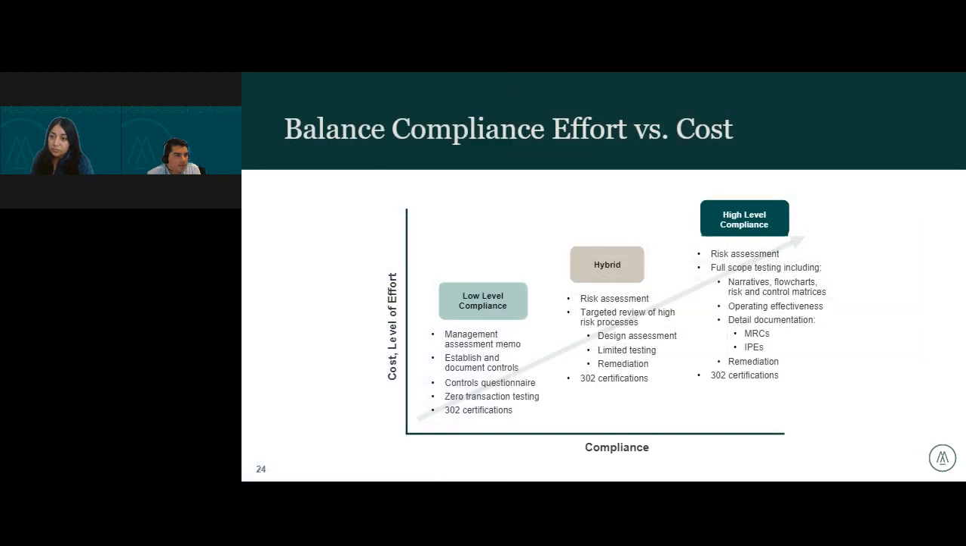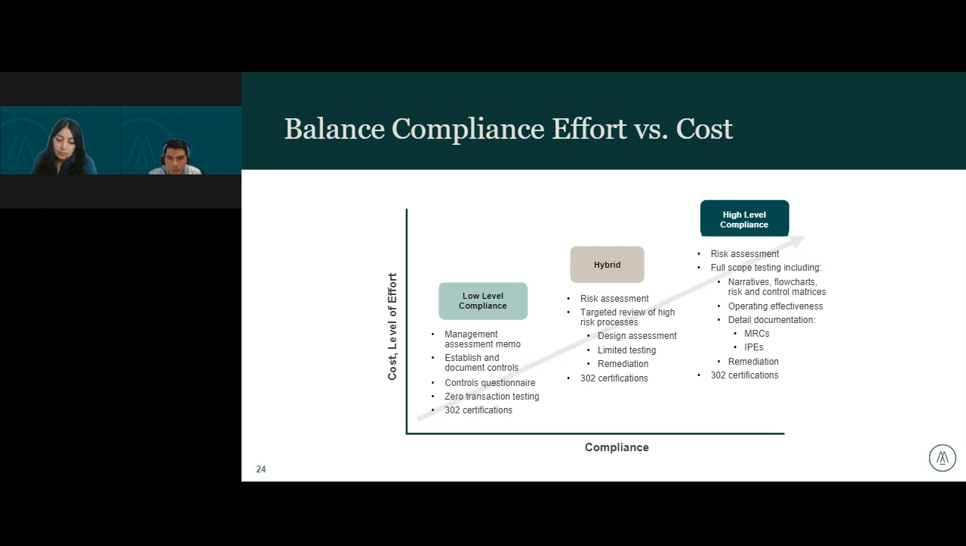Which brings us to our next slide: balance compliance efforts versus cost. At this point, you understand your organization's risk and the risk tolerances of the stakeholders. Cost will be based on the level of compliance corresponding to the company's risk tolerance. On the vertical axis, you have cost and level of effort. On the horizontal axis is compliance, starting with low level compliance, low cost, going all the way up to high level of compliance.